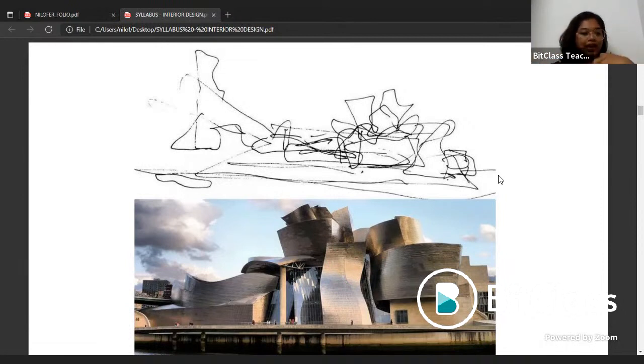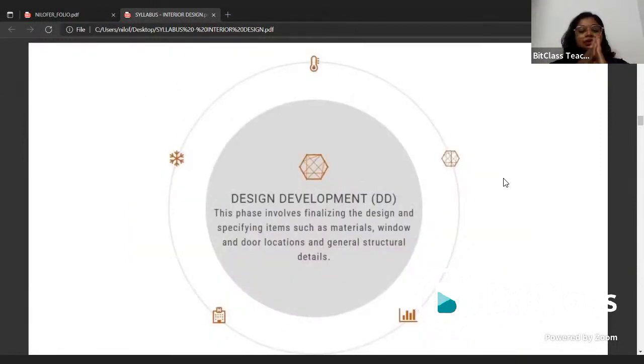Now you know the analysis, what research you should do, and how to concept or evolve ideas into design. Here comes the next phase: the design development phase, which is really important. All these phases are really important, but this design development phase is the finalizing or deciding phase.